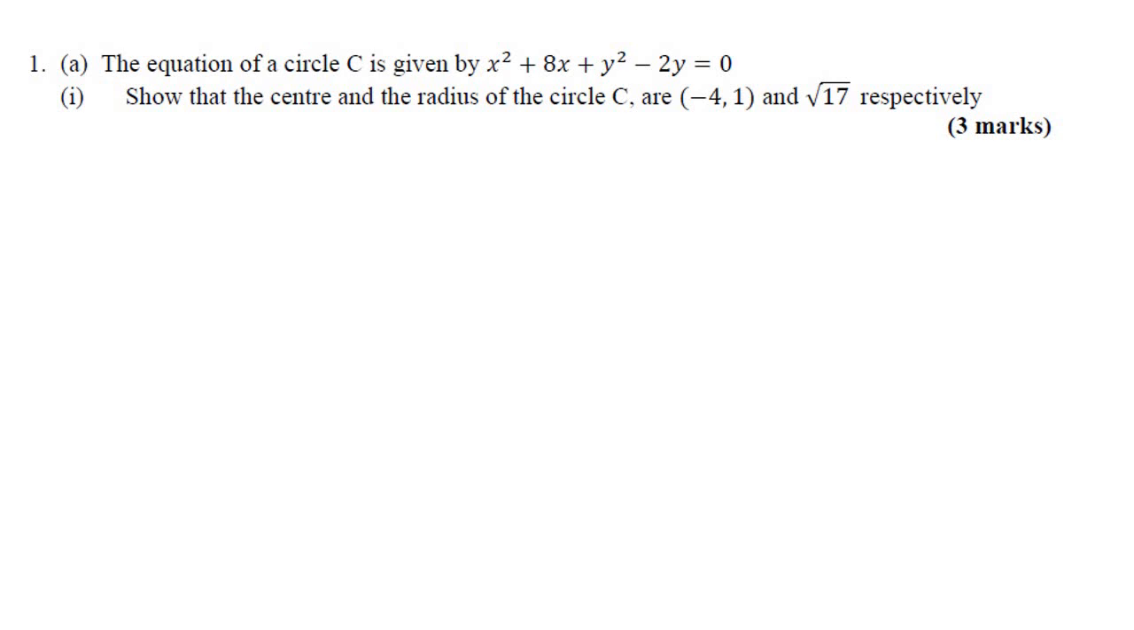So we have the equation of a circle, C, which is given by x squared plus 8x plus y squared minus 2y equals 0. And we're asked to show that the center and the radius of the circle C are (-4, 1) and square root of 17 respectively. So let's work this question out.